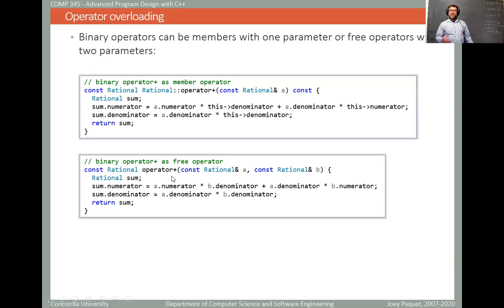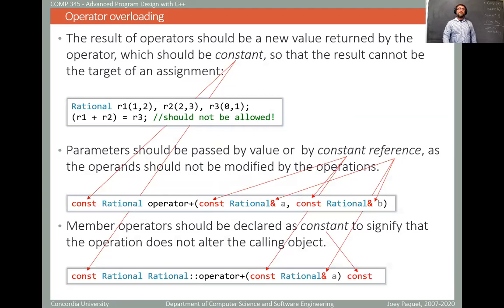If you would like to implement your operator as a free operator, then it's not residing inside of an object anymore, so it cannot use the current object. So it needs to have both the left and right operands of the plus. Then, of course, in the code here, you refer to either the left operand or the right operand rational number. So you see, you can still implement them either as member operators or as free operators.